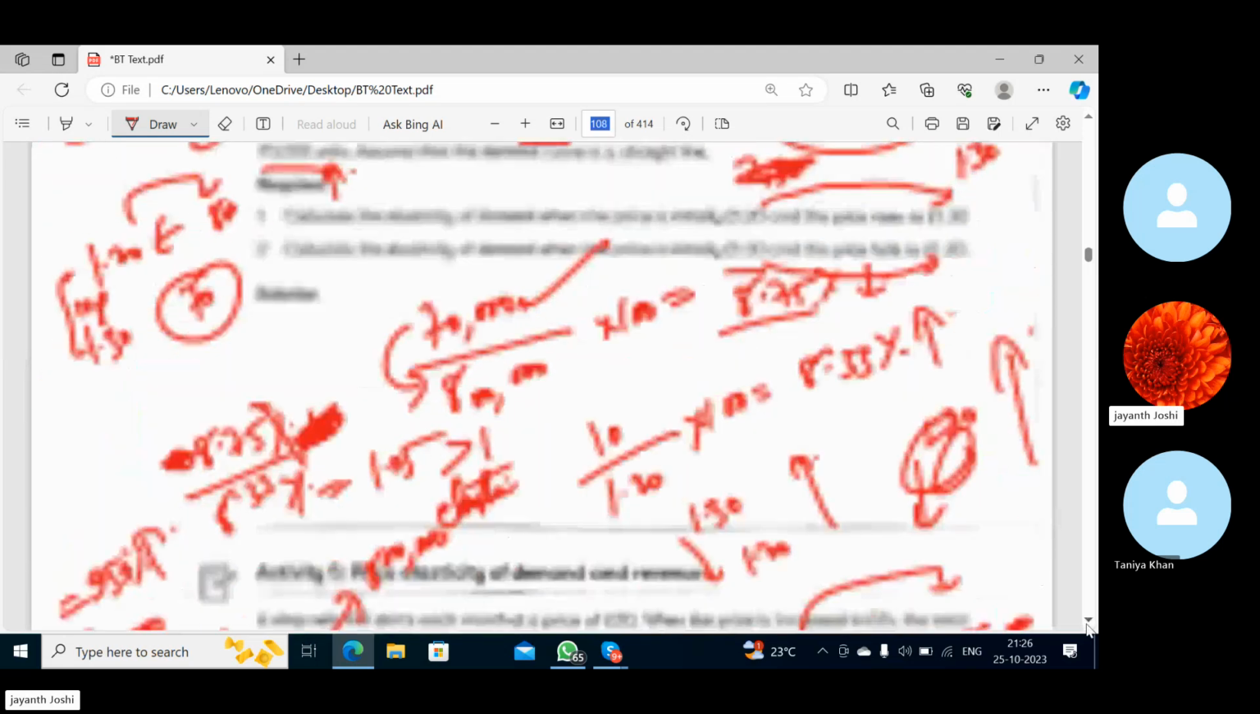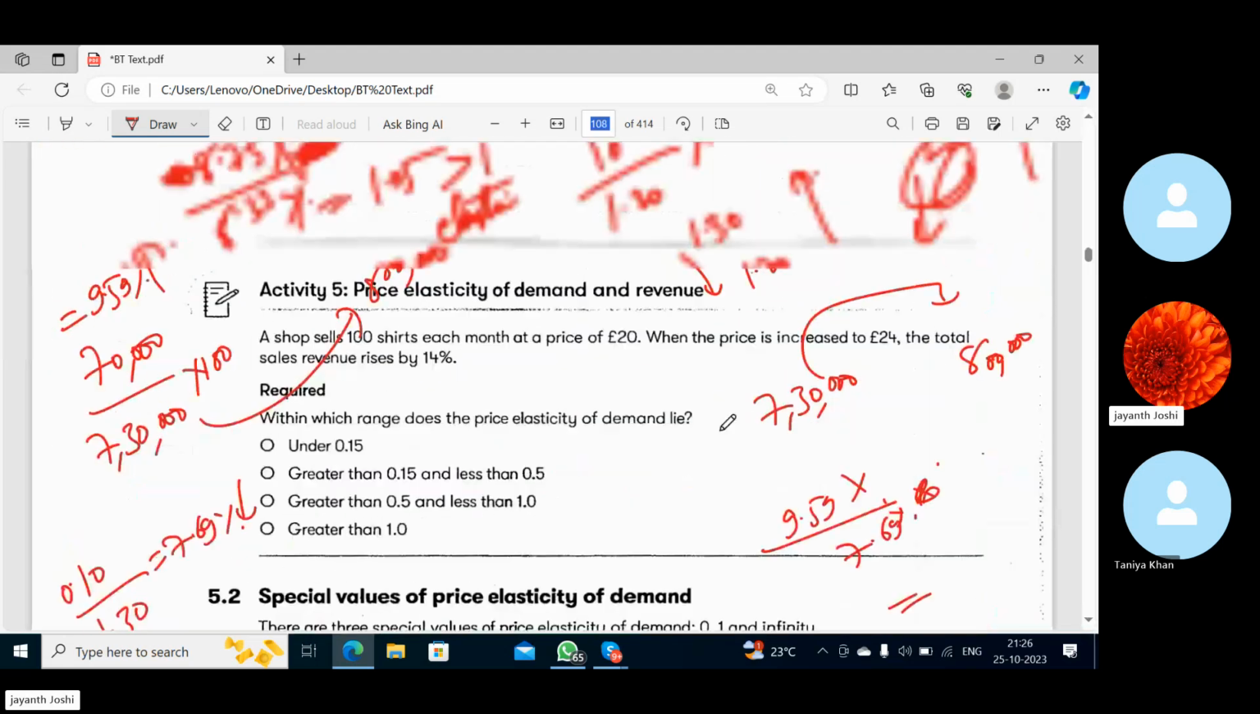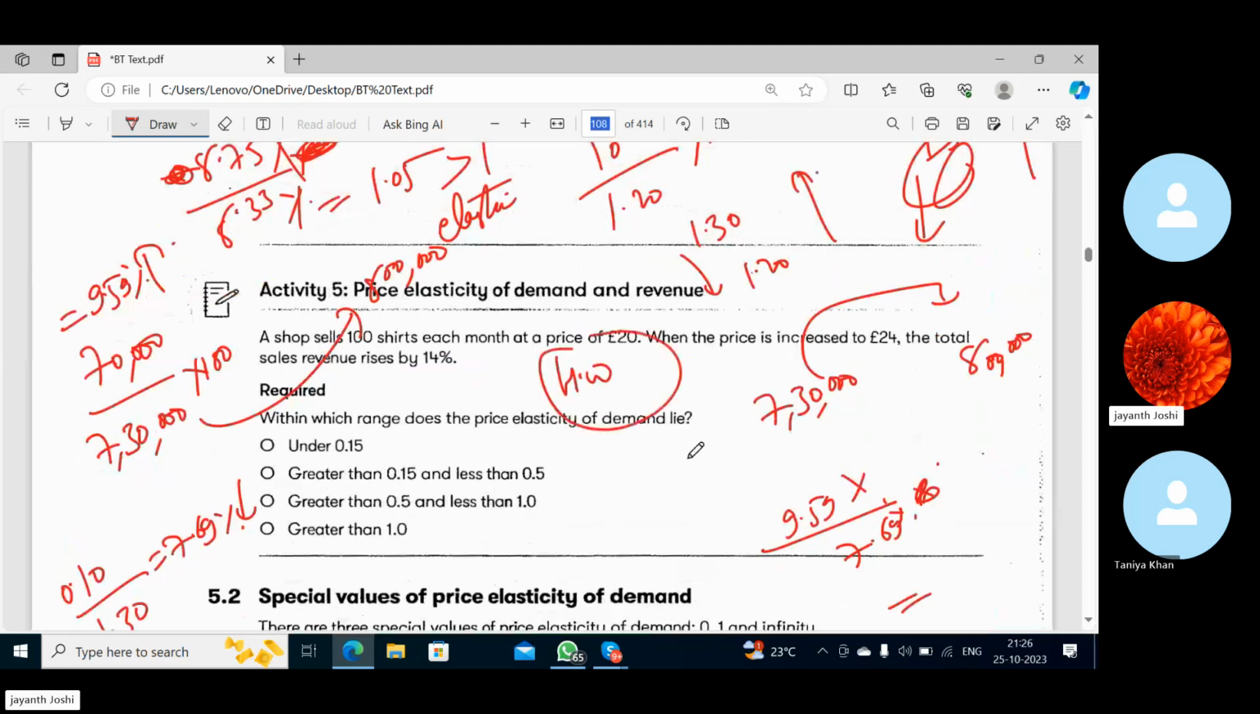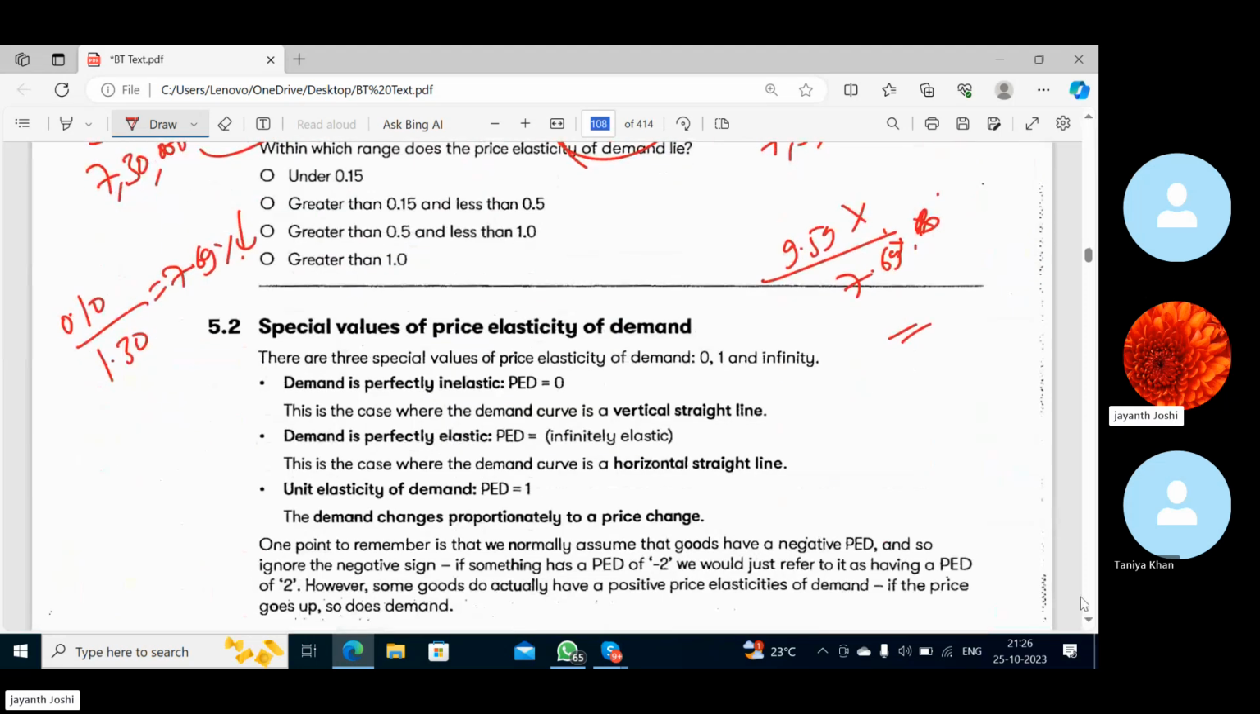I'm giving this as homework to you. Special values of price elasticity of demand we have already discussed. If the demand is perfectly inelastic, that means even a 10 paisa, 10 cents change in price is not leading the demand to change. So it is perfectly inelastic.